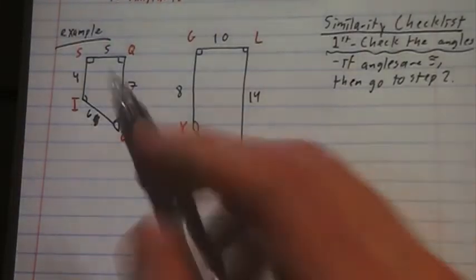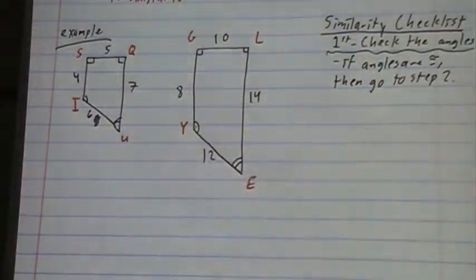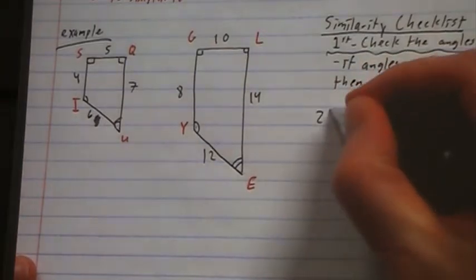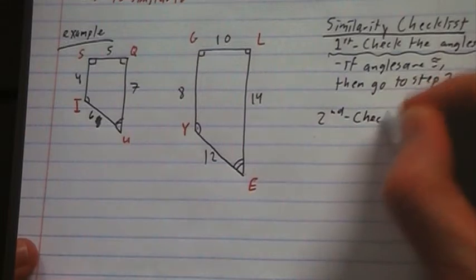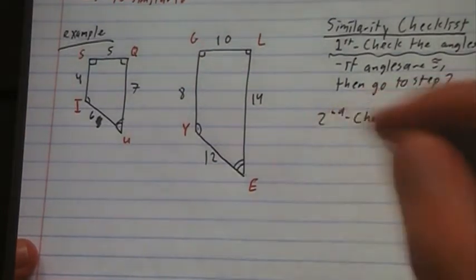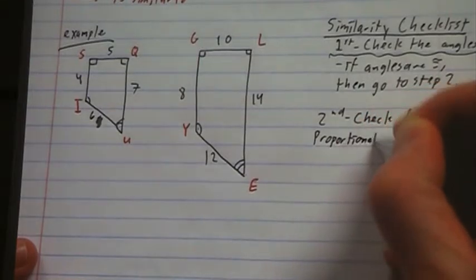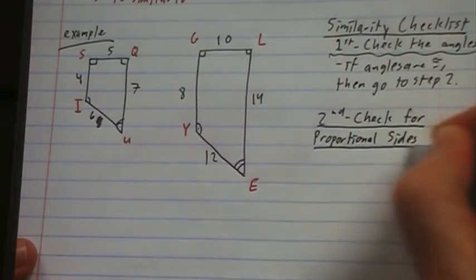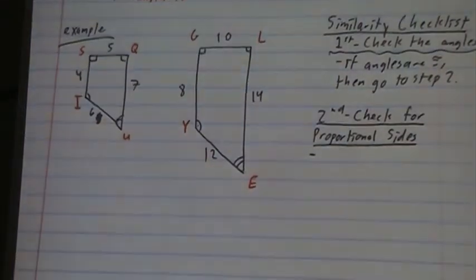If we look at our picture, we see a 90, a 90, a 1 and a 2, 90, 90, 1 and 2. Okay? So it looks like we're pretty good. So now we're jumping to step 2. Second, we're going to check for proportional sides.